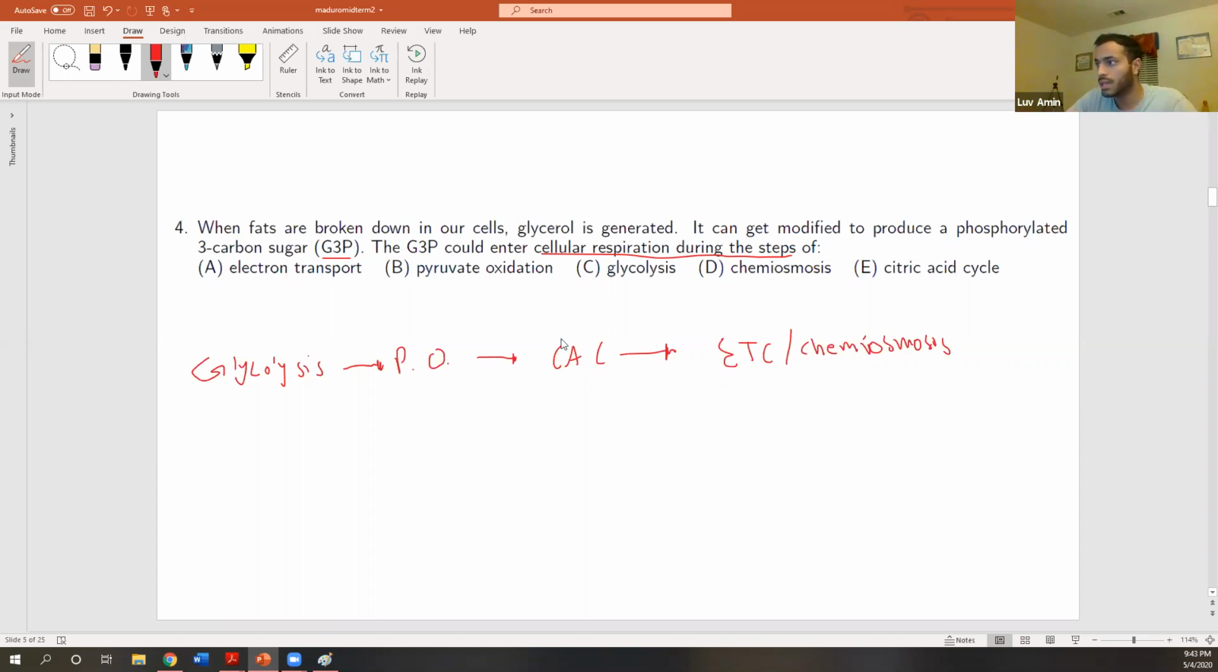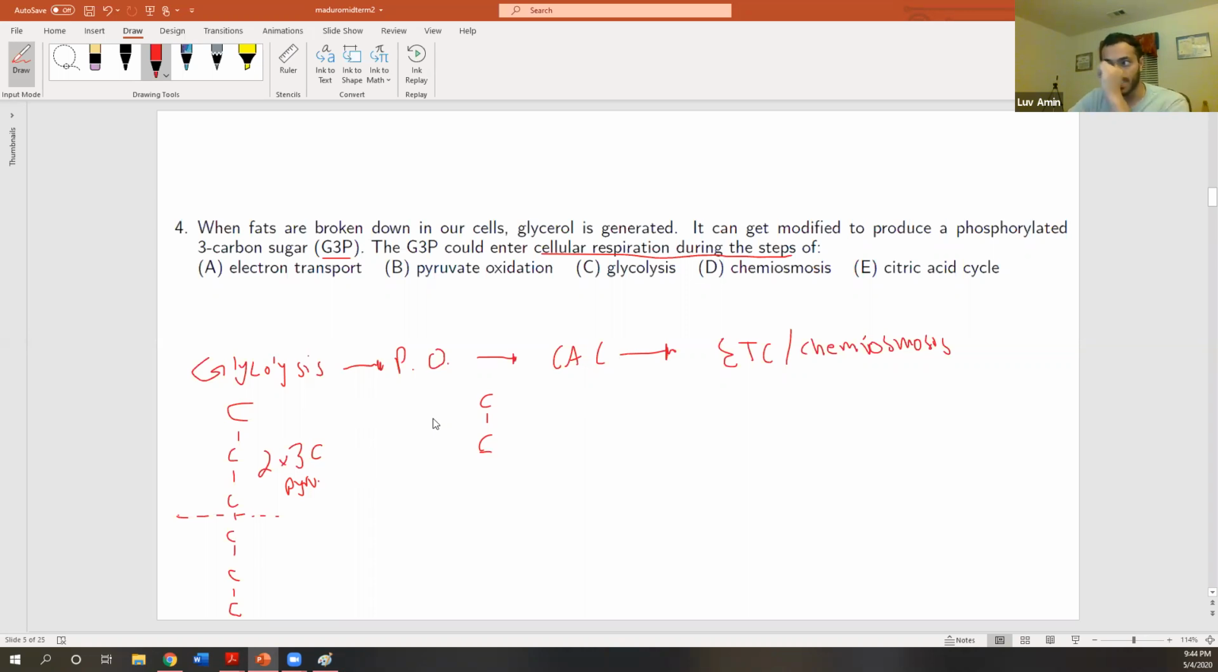Well, we know that glycolysis is the breaking down of a 6-carbon sugar, right? Glucose, 1, 2, 3, 4, 5, 6, into a 3-carbon sugar. So essentially, we're going to split this in half, and we're making 2 3-carbon sugars, which are called pyruvate, right? And these 3-carbon sugars called pyruvate are put into pyruvate oxidation and made into 2-carbon sugars, right? And these 2-carbon sugars are used up during the citric acid cycle.